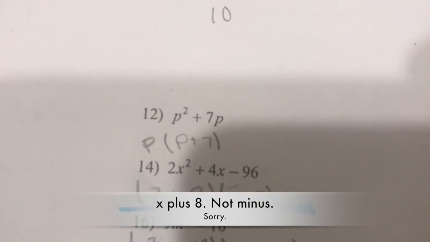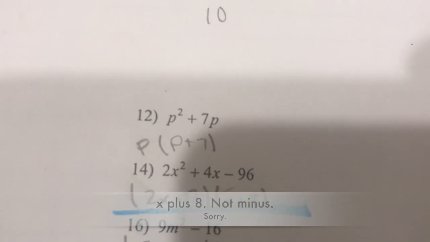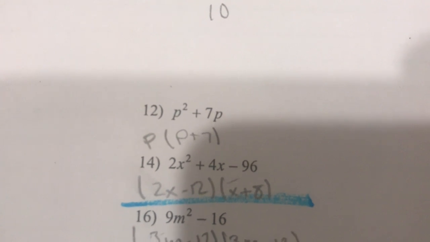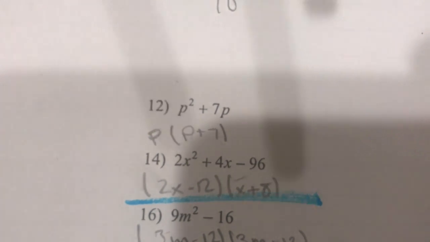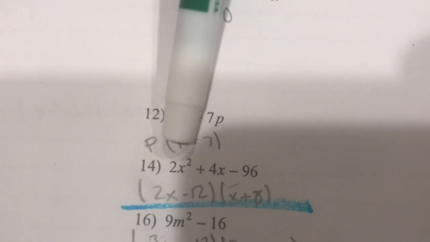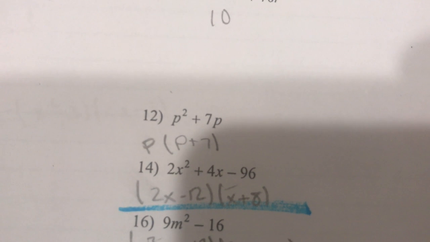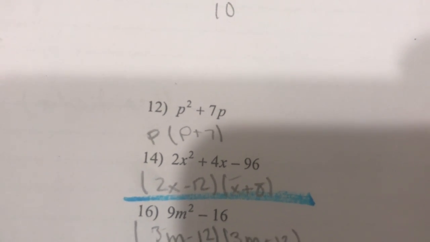And this is why I always suggest that we do the steps as I gave them to you, which would be first make sure that they're in descending order, which this one is, x to the second power, first power, 0 power, and then take out any greatest common factor.